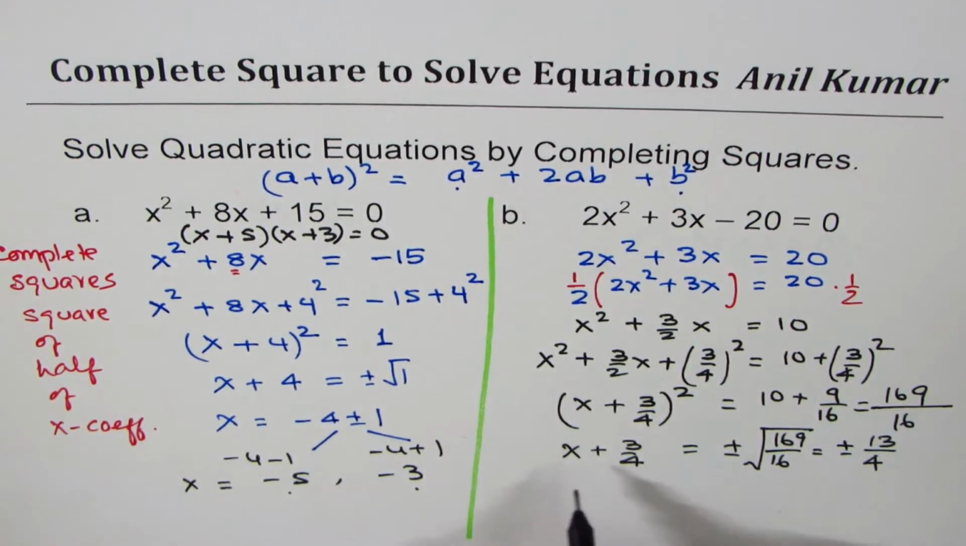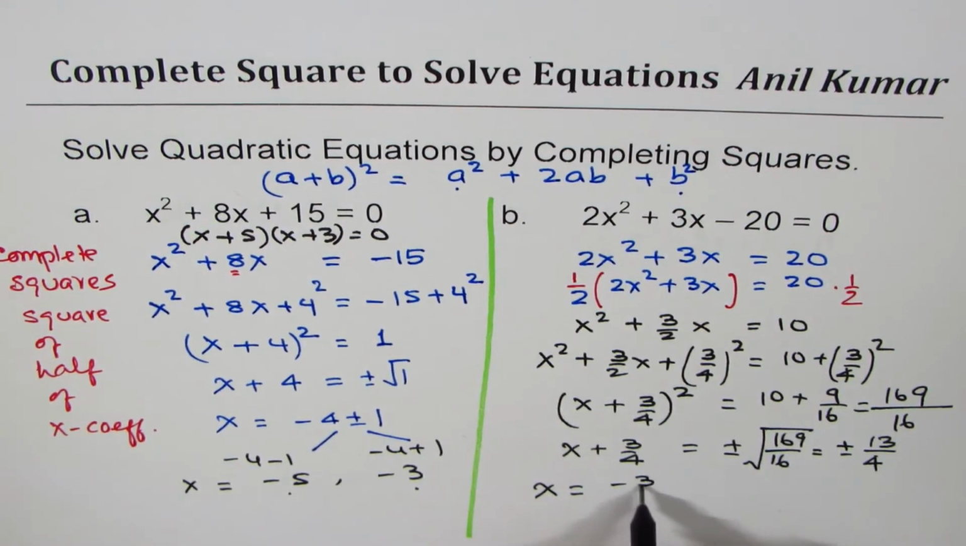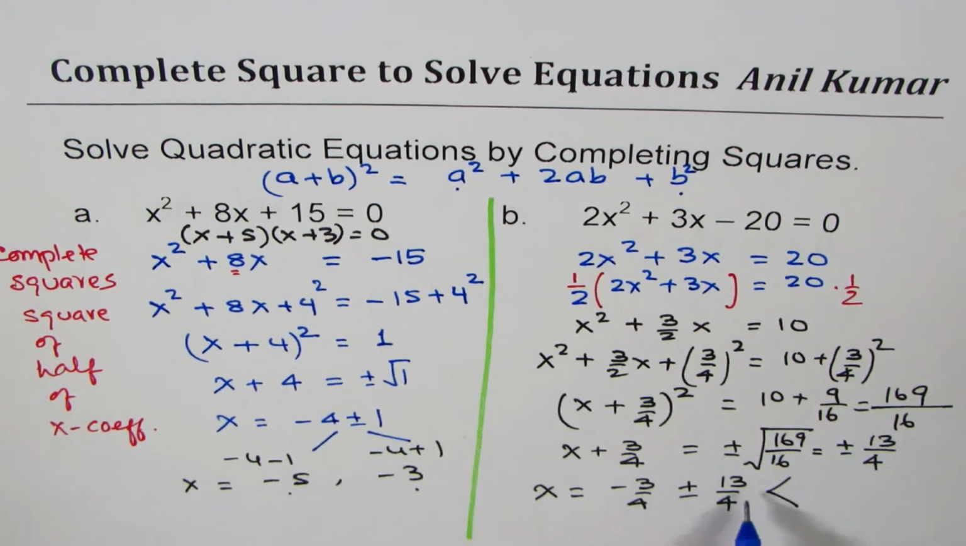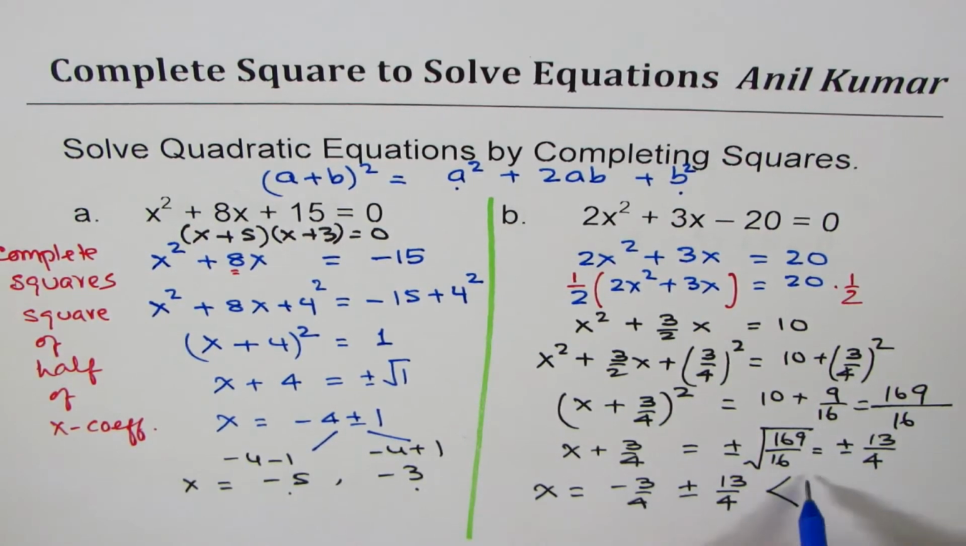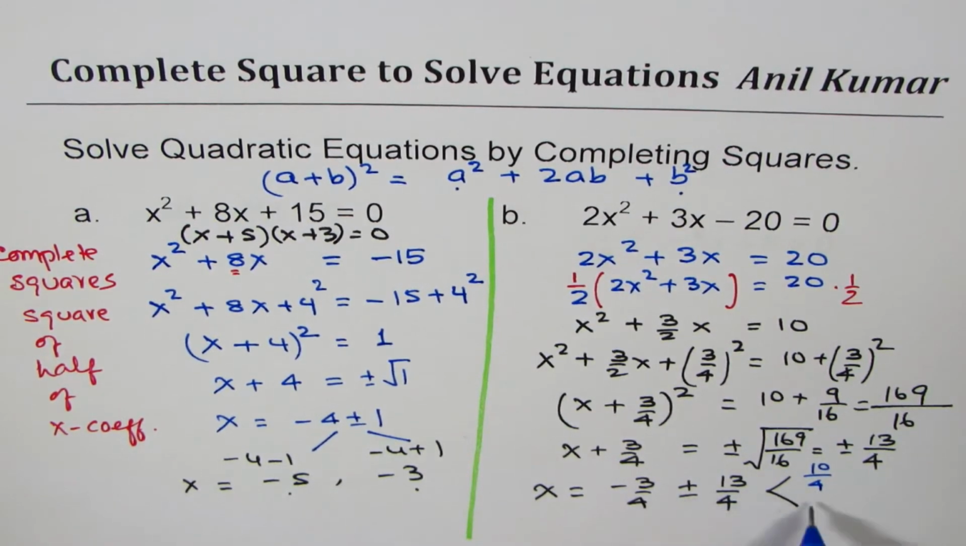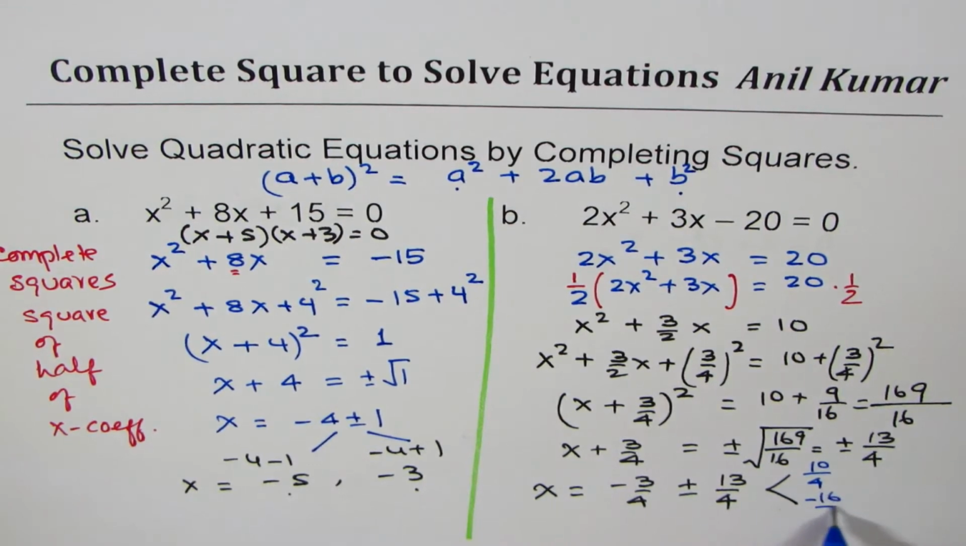Now we can solve for x. X is equal to minus 3 over 4 plus or minus 13 over 4, right? So we get two answers again, as expected. One is 13 take away 3, which is 10 over 4. The other one is minus 16 over 4. Is it okay?